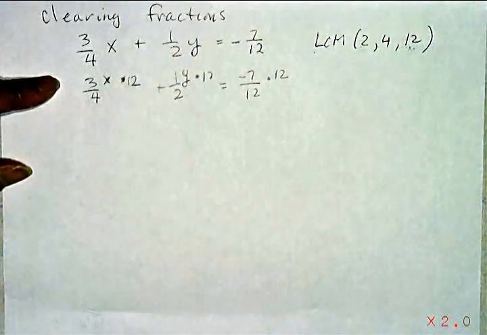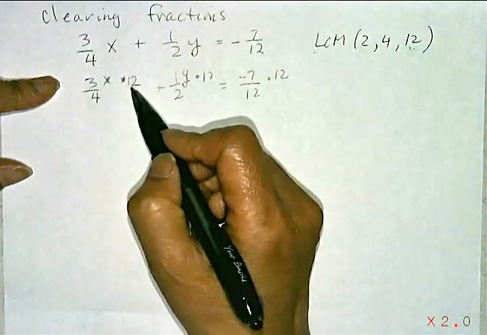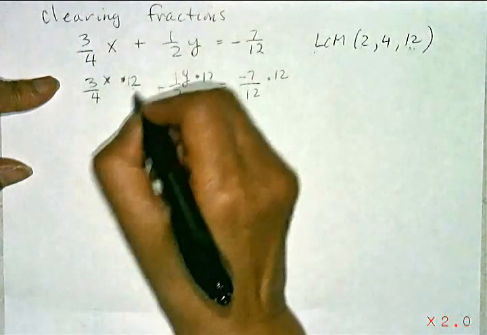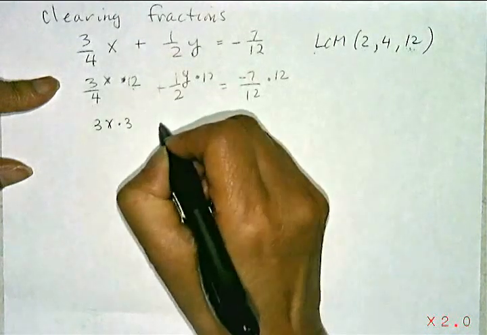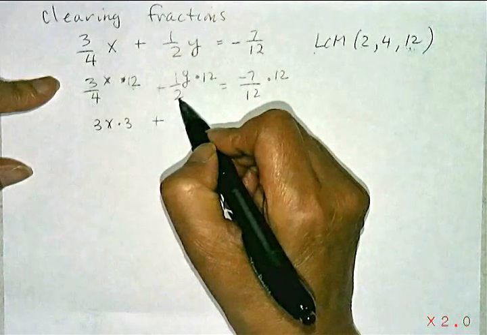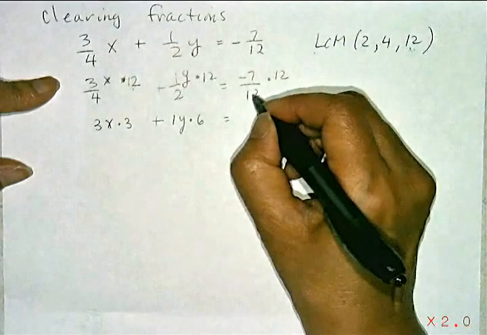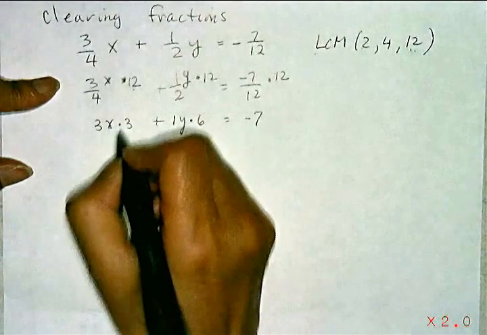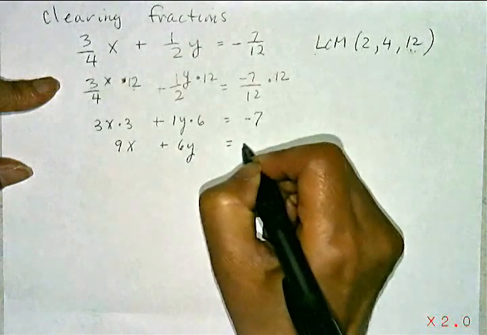And what I'm going to do is take my multiple, 12, and divide by the denominator. So 12 divided by 4 is 3, so it's 3x times 3, plus, I'm going to take the 12 divided by 2, so it's 1y times 6, equals 12 divided by 12 is 1, times negative 7. That clears our fractions. We'll simplify this as 9x plus 6y equals negative 7.